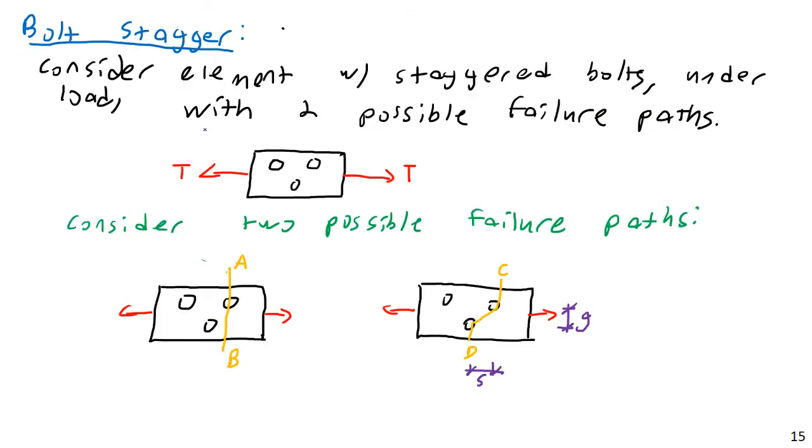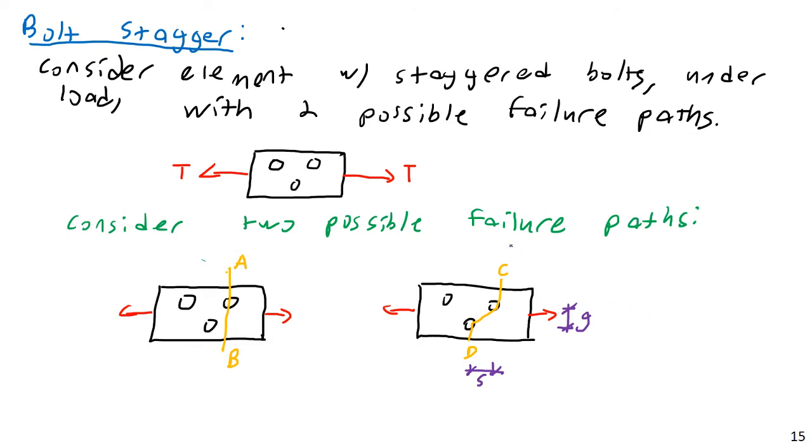The problem with this kind of bolt stagger is that, because our failure path is forced to be at a diagonal, or may occur at a diagonal, we don't really have a good way of analyzing that directly in terms of pure shear or pure tension models. Because it's a diagonal, it's going to be under a combination of shear and tension. So how do we deal with this?